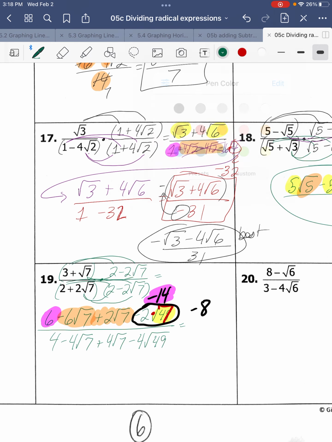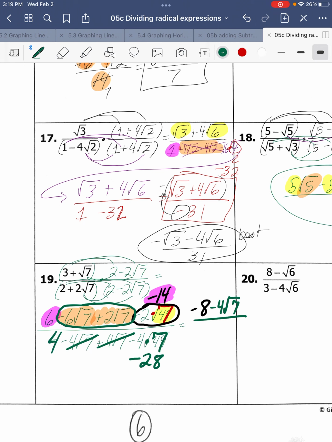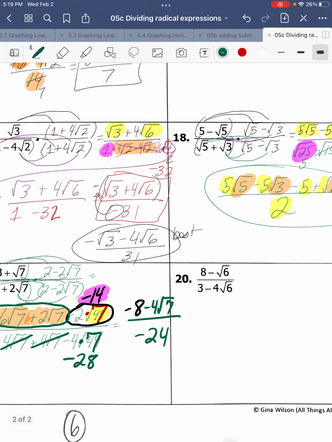My like terms in the middle here, negative 6 square roots of 7, and I add 2 square roots of 7. So I have a negative 4 square roots of 7. And we're going to divide all of this by, and let's look at our denominator, what we have here. So I have negative 4 square roots of 7 plus 4 square roots of 7. That'll simplify. Square root of 49 is 7, so that's negative 4 times 7, which is negative 28. I have the 4 minus 28 is negative 24. So that's going to end up being negative 24.